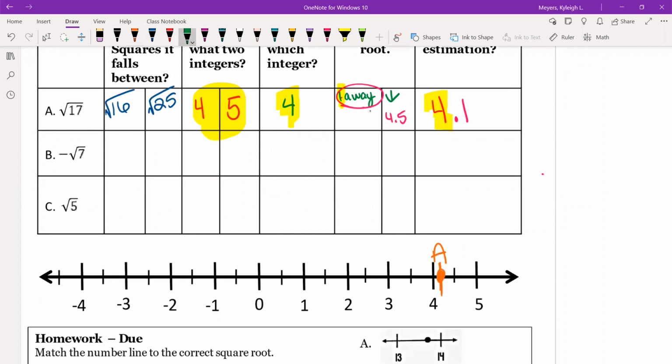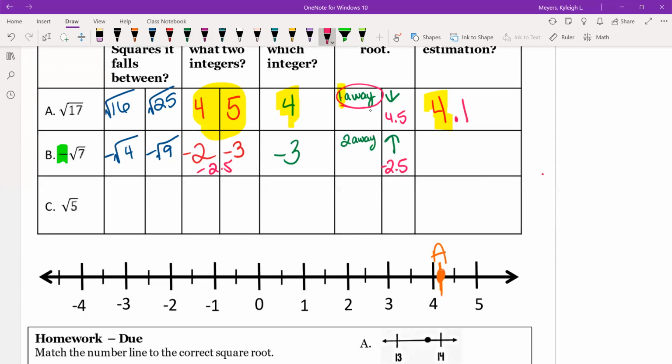We're going to do B now. There's one big difference about B. B has a negative. So the only thing that changes is that we should have negative signs in front of things. So the square root of 7 would fall between 4 and 9, but we're going to say -4 and -9, which is -2 and -3. It's closer to -3, right? Because it's only 2 away from 9. So since it's closer to the bigger number, it's above.